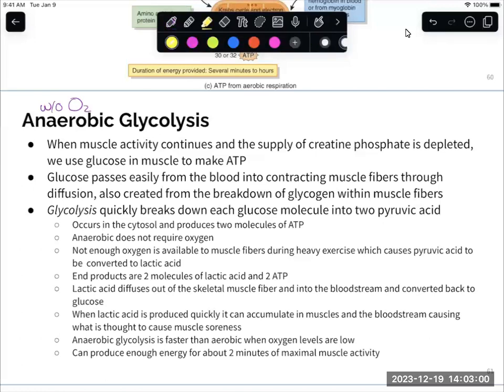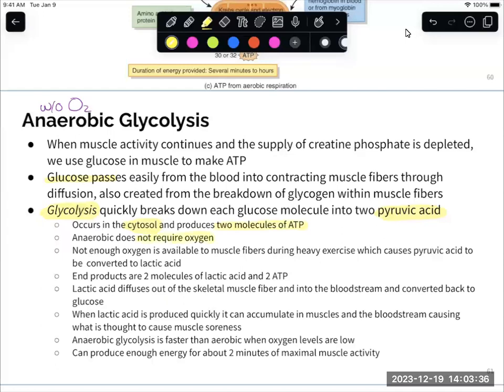So this is when we're not using oxygen. We put a glucose molecule into glycolysis. Glycolysis is going to break down glucose into 2 pyruvic acid molecules. This all happens in the cytosol of a muscle cell, of any cell. And we produce 2 ATP molecules from 1 glucose molecule.